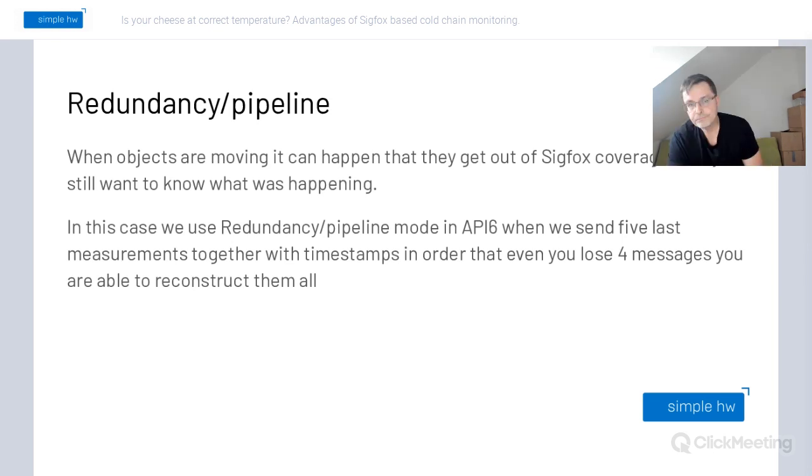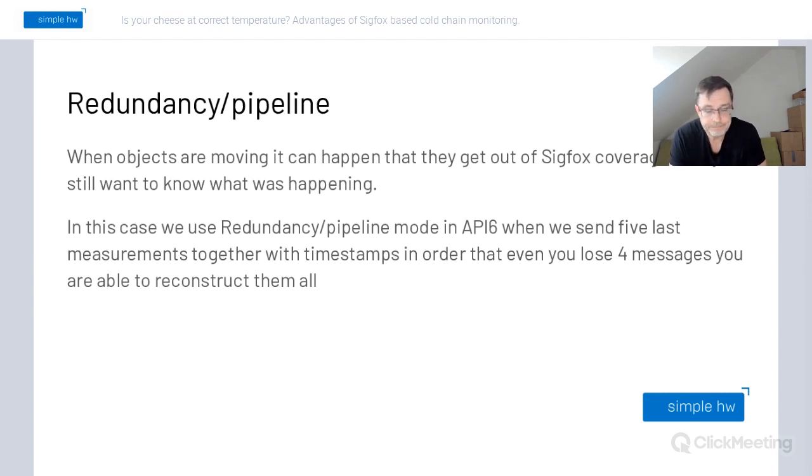Sigfox has, as any network, it's not 100% reliable. So the coverage is not 100% everywhere. But even GSM is not 100% reliable. So for the places where there is little coverage or no coverage, for instance, when you are following some kind of route with your truck, you want to ensure that the temperature being measured is reported to you even when there's no Sigfox coverage and when you are losing messages.